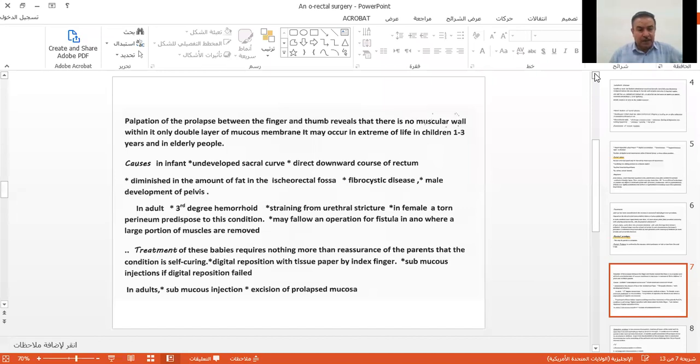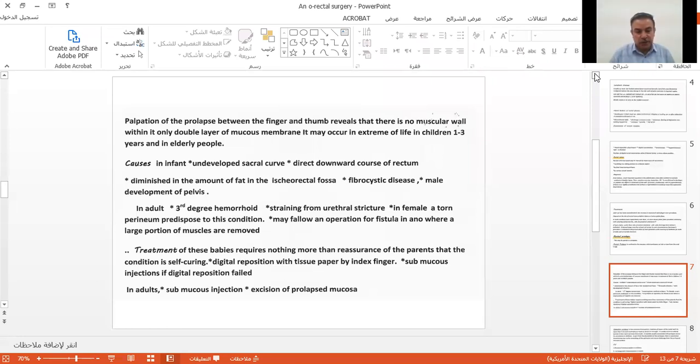In adults, third-degree hemorrhoids or straining from urethral stricture. In females, a torn perineum predisposes to this condition, and it may follow an operation for fistula in ano, where a large portion of the muscles are removed. Treatment of these babies requires nothing more than reassurance of the parent that the condition is self-limiting or self-curing.